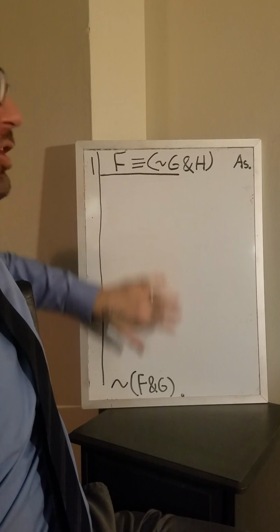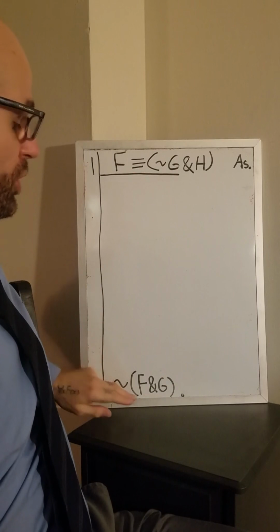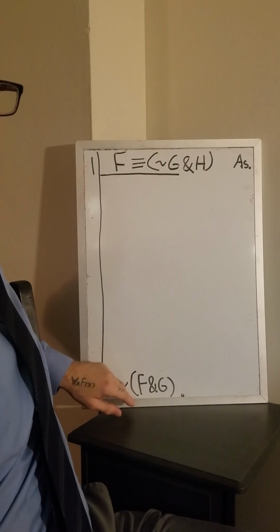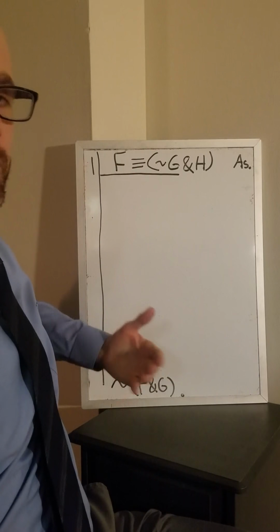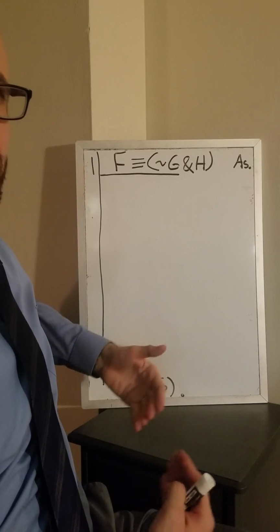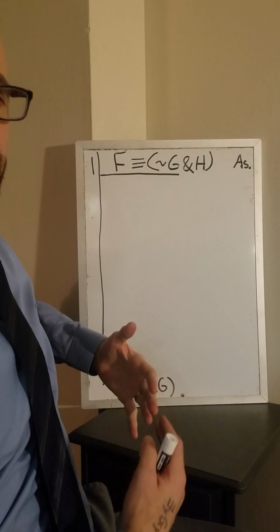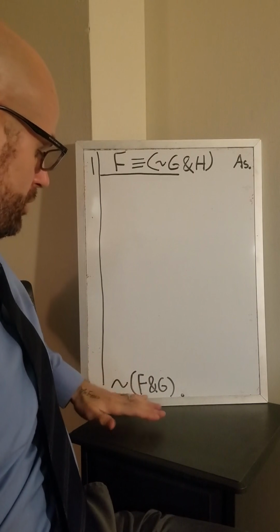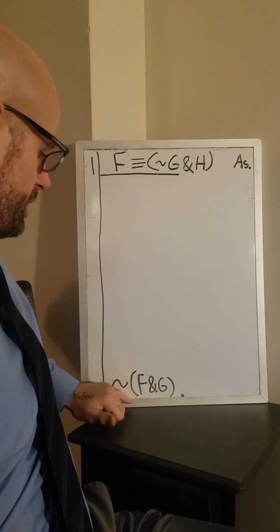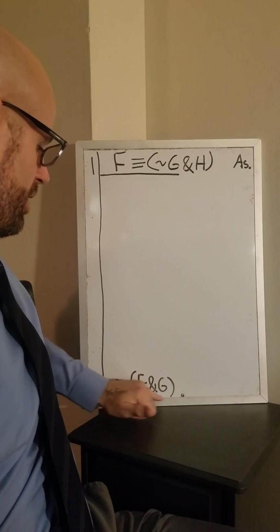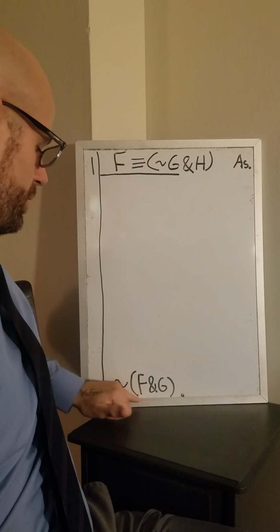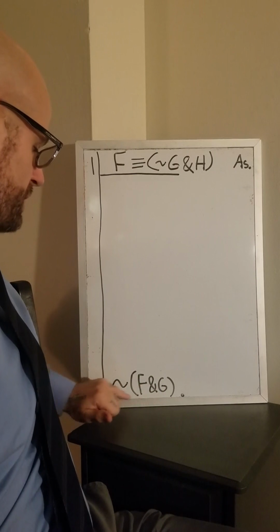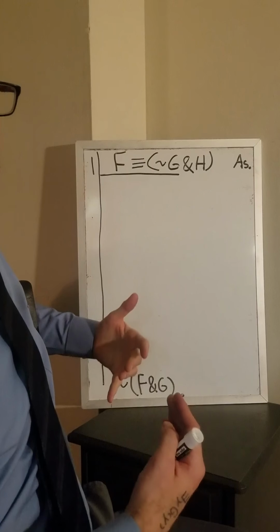If you don't see any other way to proceed, the only thing you can really do is to assume the opposite of what it is you're trying to prove. This is called a reductio proof or an indirect proof, and often it's the only way that you have to proceed. But let's go ahead and assume the opposite, or assume the negation of what it is that we're trying to prove here. And the opposite of not F and G is just F and G.